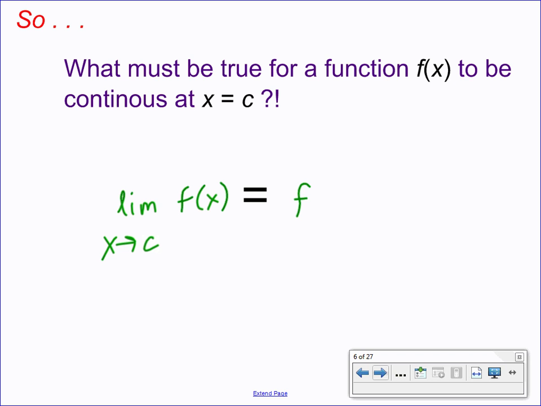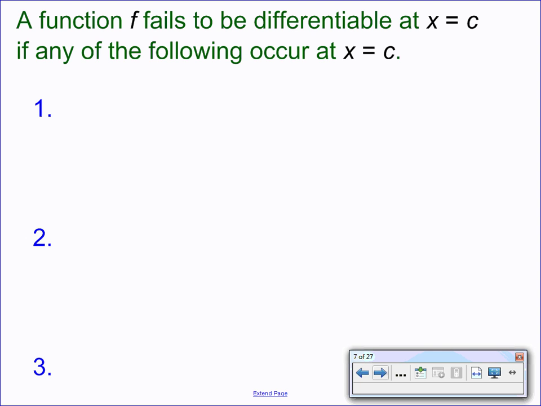Let's add our differentiability now. A function fails to be differentiable at x equals c if any of the following occur at x equals c. And so what's going to mess it up? Well, number 2 from Bellwork, the strictly versus equal, would mess up differentiability if there's no place to hang the tangent line, and the function is not continuous. So any type of discontinuity fails to be differentiable. If there's a discontinuity at x equals c, then there's no way my function can be differentiable.